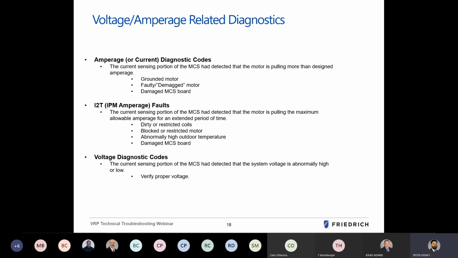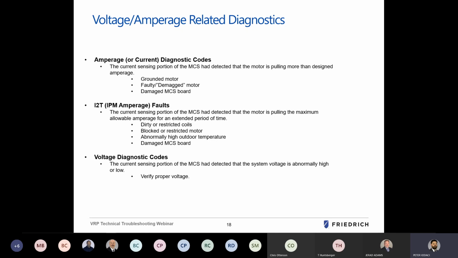So the amperage or current diagnostic code means that the current sensing portion of the MCS board has detected that the motor is pulling more than desired amperage. So this could be a grounded motor, this can be a demagged motor, or it could simply be that the voltage or amperage sensing element on the MCS board has been damaged.